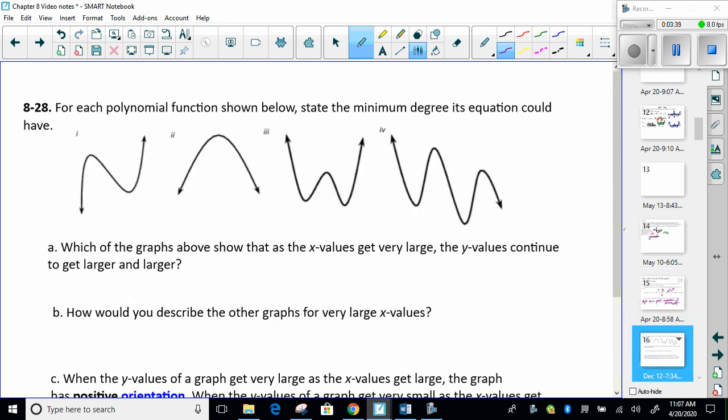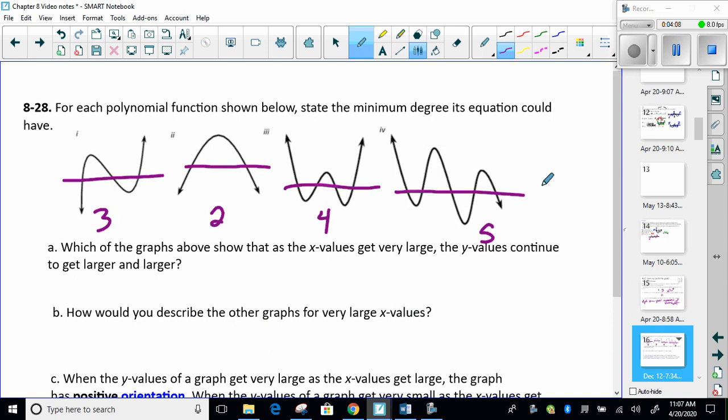So in this example, for each of these polynomials, state the minimum degree its equation could have. Look at the roots and figure out what the minimum degree is. Go ahead and go through it. 3, 2, 4, and 5. Feel free to draw through that axis, and then you can count how many times it crosses. Now remember, if it's shifted up or down, it might not cross the x-axis, but we can still get an idea of what the degree is, at least.